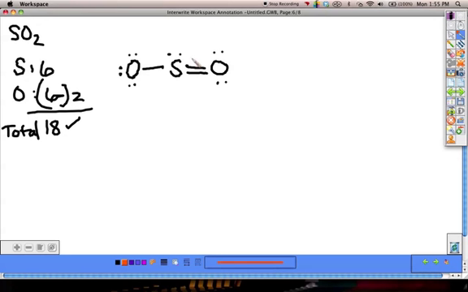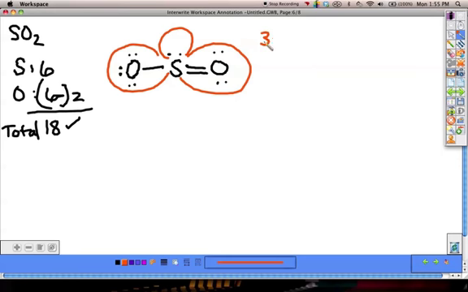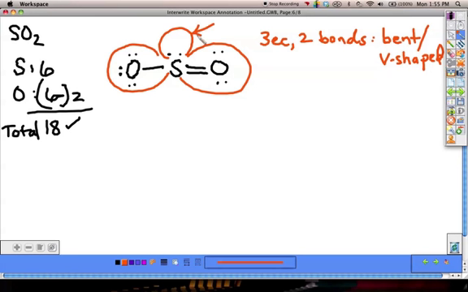Now, I have 1, 2, 3 electron clouds. 2 are bonds, which means I have a bent or a V-shaped. Anytime I have bent or V-shaped, or again because I have those extra unpaired electrons there, this is going to be polar.